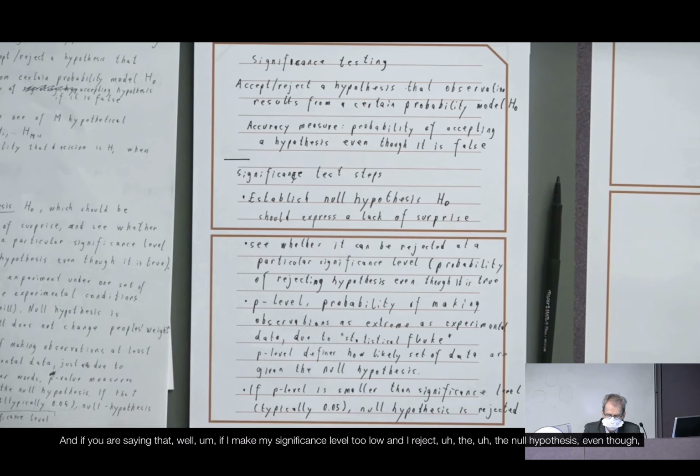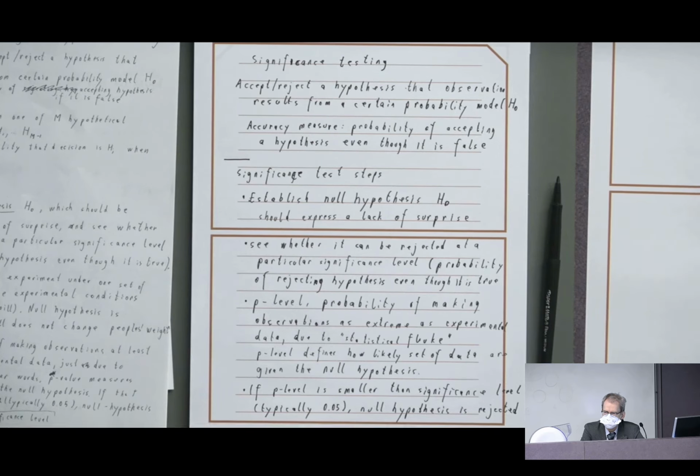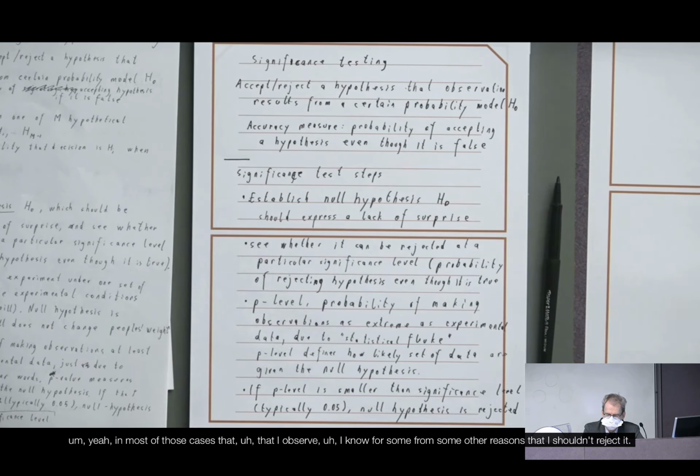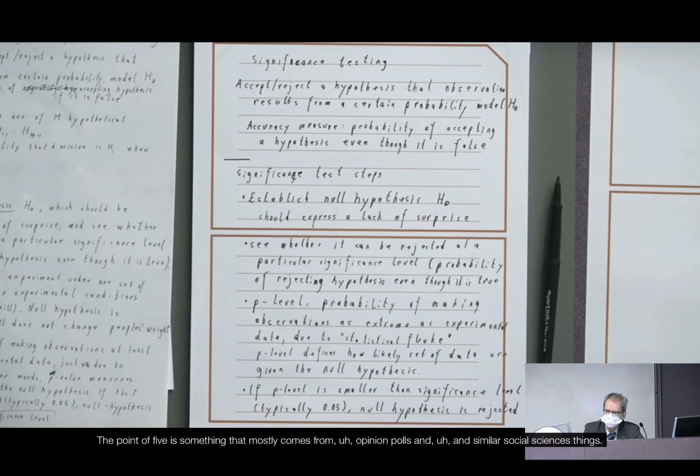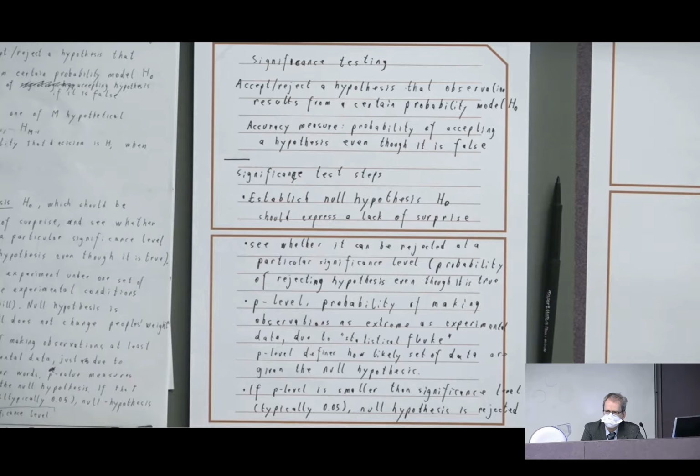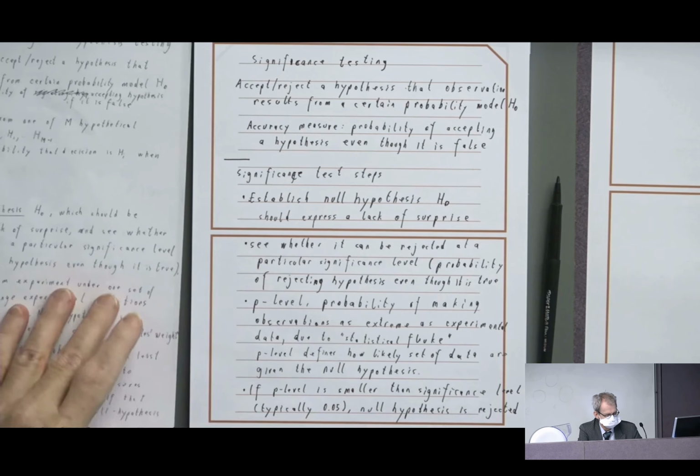And if you are saying that, well, if I make my significance level too low and I reject the null hypothesis, even though in most of those cases that I observe, I know from some other reasons that I shouldn't reject it, well, then that's a different matter. The 0.05 is something that mostly comes from opinion polls and similar social sciences things. If you're dealing with medical things, treatments, and so on, quite often a significance level of 0.01 might be the more typical case.